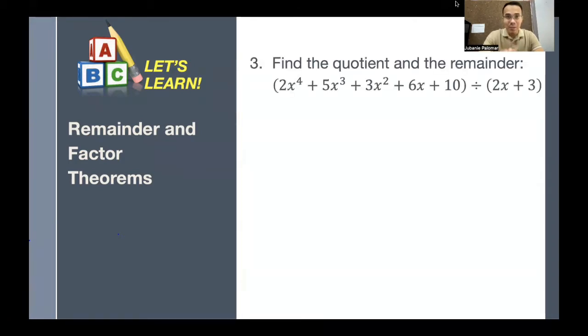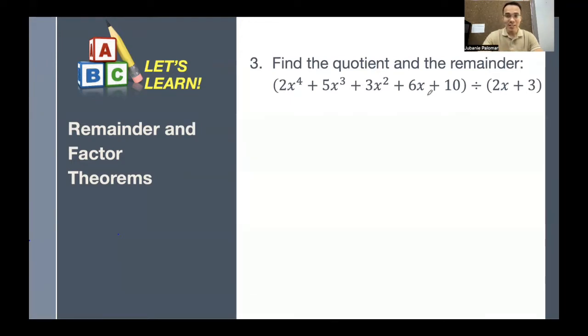Let's have example number 3. Find the quotient and the remainder when you divide 2x to the fourth plus 5x cubed plus 3x squared plus 6x plus 10 by 2x plus 3. Since we're looking for the quotient and the remainder, we have to use a long division or synthetic division method. But here, we're just going to use the synthetic division method because that's the shortcut for long division.